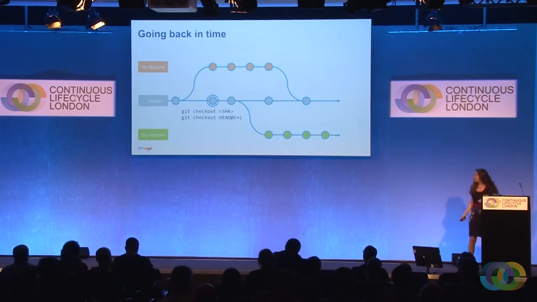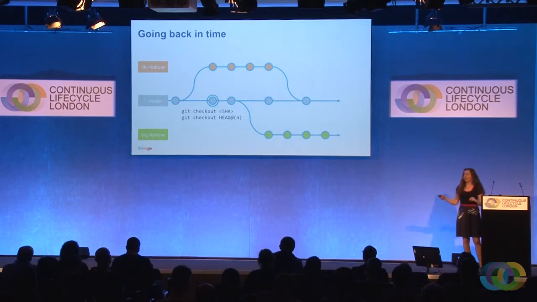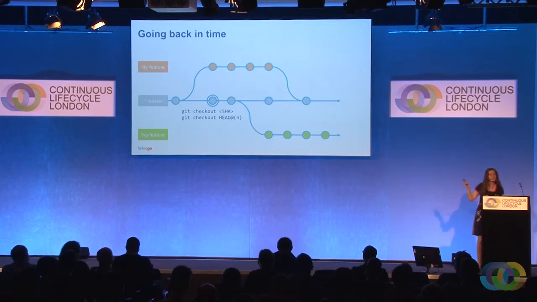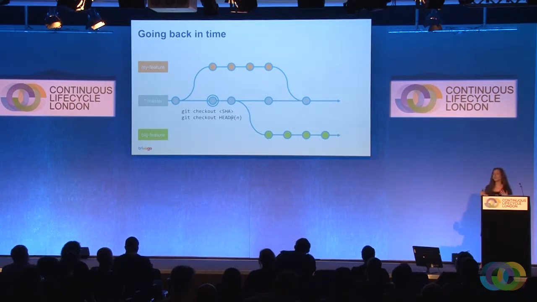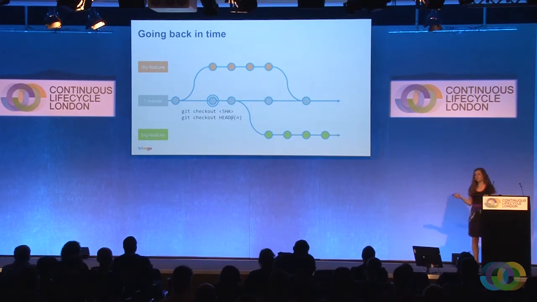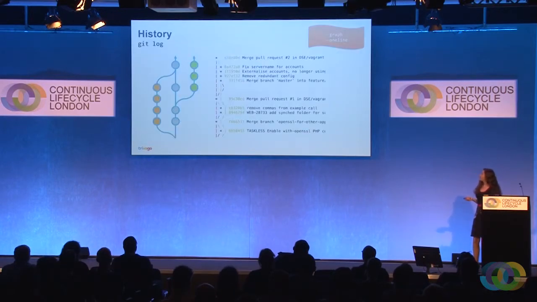If you want to go back in time, you use git checkout and a hash or the head notation. When you do that, you're in a detached head state, so you can look around and make changes, and also can commit them. How do you get to the hash? That is with git log.